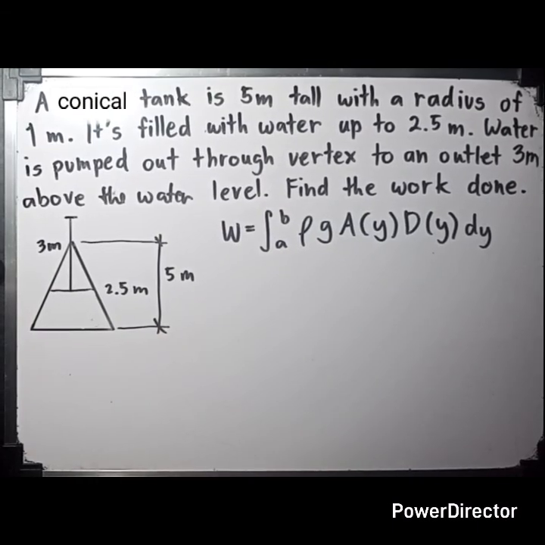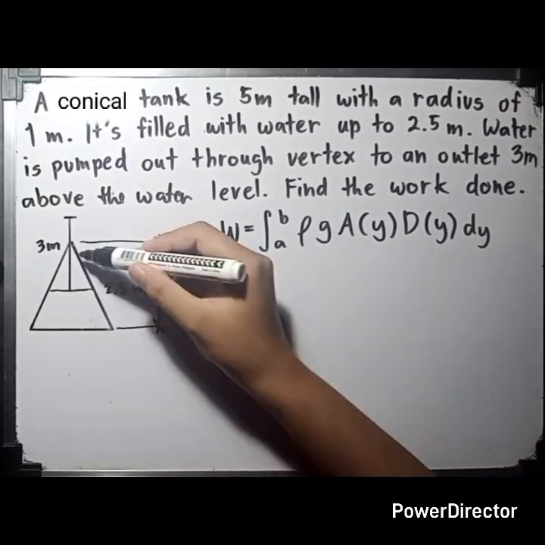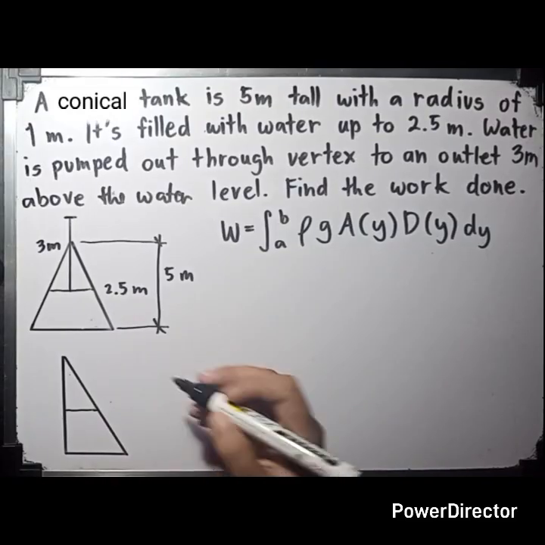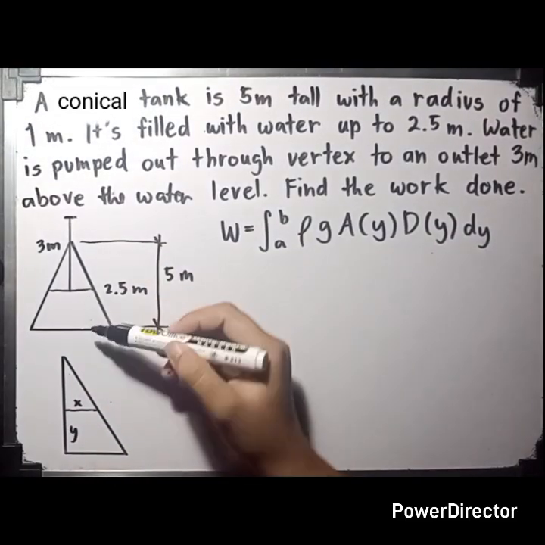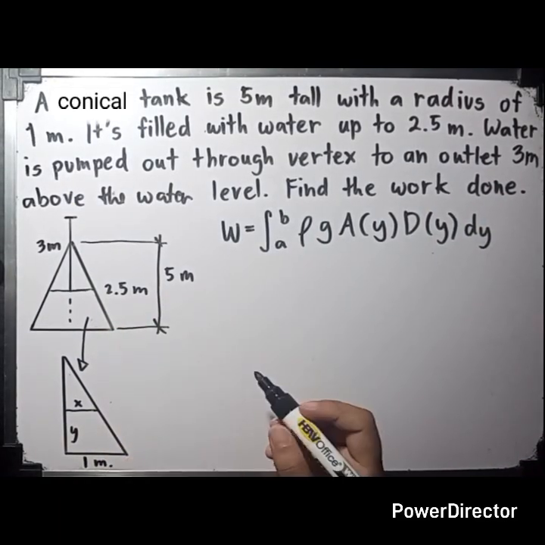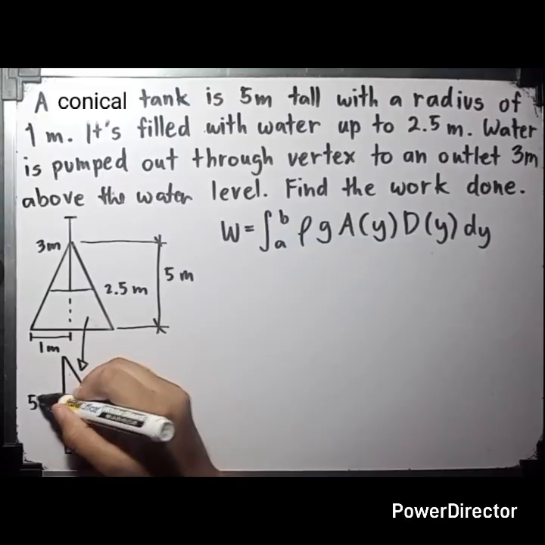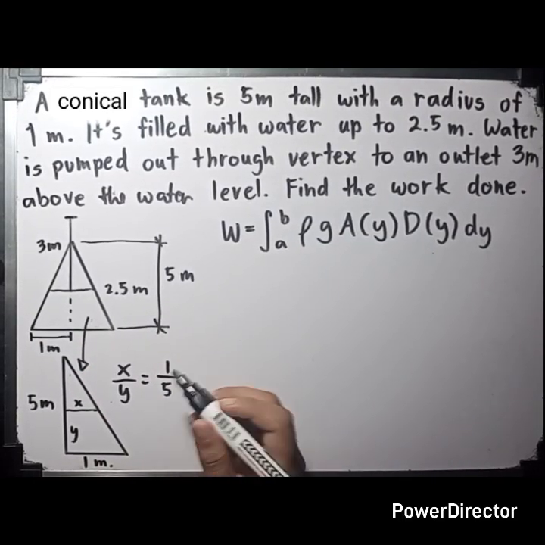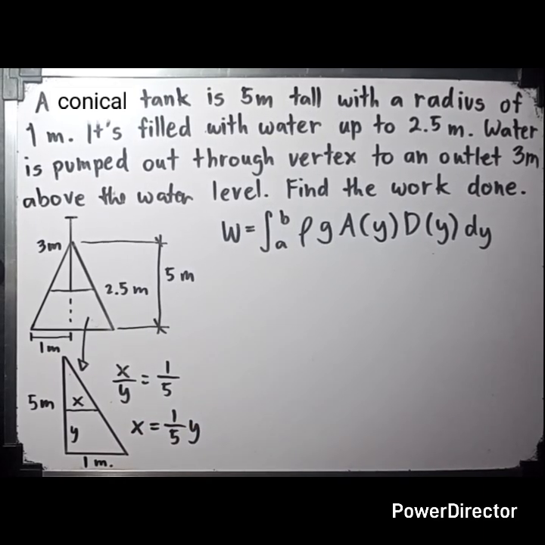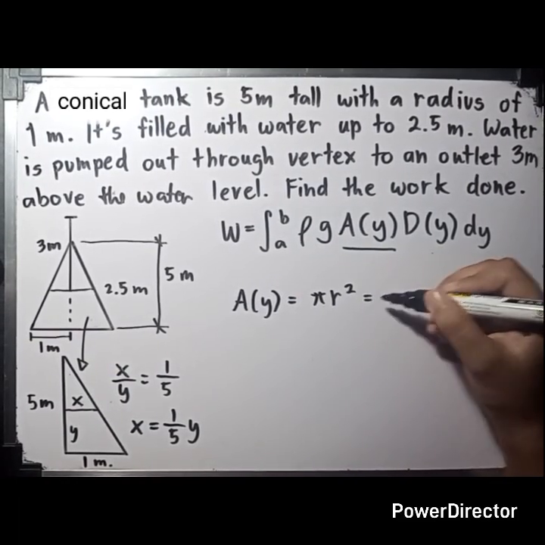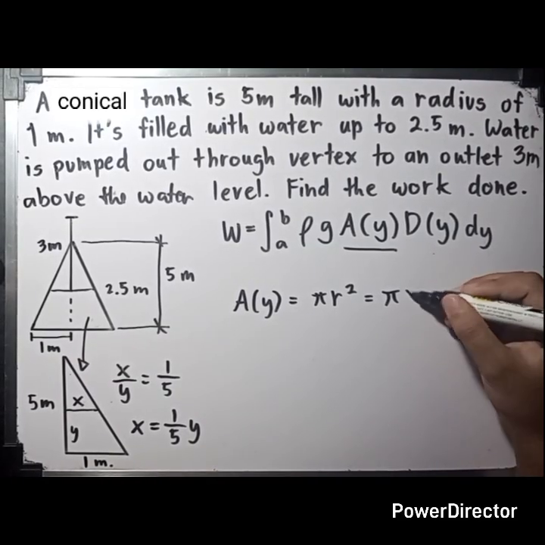To solve for work, first let's find the x value through ratio and proportion before we solve for A of y. We know from the given we have the radius of 1 meter. And also we have a conical height 5 meters tall. Then we can use the ratio and proportion. Now we can solve for A of y equals pi x squared, since we get differential circles inside the conical tank.